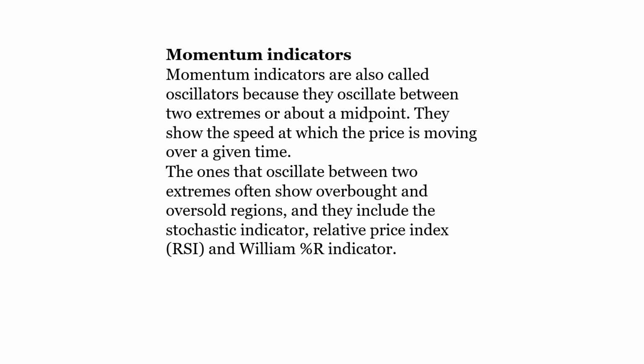Momentum indicators are also called oscillators because they oscillate between two extremes or about a midpoint. They show the speed at which the price is moving over a given time. The ones that oscillate between two extremes often show overbought and oversold regions, and they include the stochastic indicator, relative strength index, RSI, and the Williams percentage R indicator. Momentum indicators that oscillate about a midpoint include the moving average convergence divergence, or MACD, indicator.